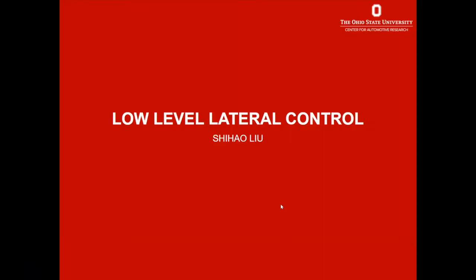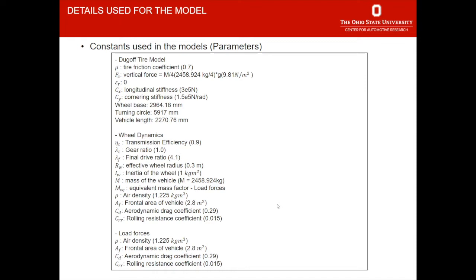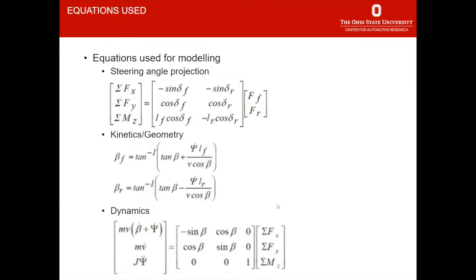Hi, my name is Shihao Liu, and today I'm going to introduce the low-level lateral control model of our system. These are the parameters we got for the Tesla Model X, and the equation used for the model is shown in this slide. The nonlinear lateral control model is made up of 4 parts: steering angle projection, kinematics, dynamics, and the tire model introduced in the previous parts.